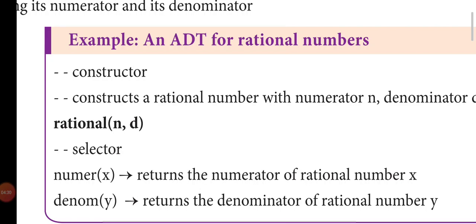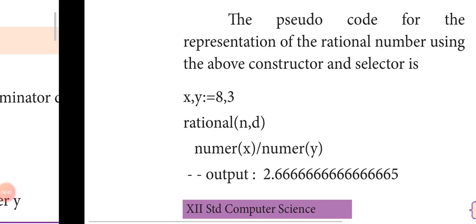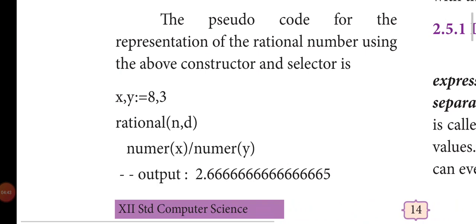So the constructor creates the rational object, and the selectors retrieve the values of x and y, that is, the numerator and then the denominator. The pseudocode is given here. In the pseudocode, x and y are assigned x equal to 8 and y equal to 3, and then rational of n comma d creates a rational number, and then numerator of x by numerator of y gives the output value as 2.666.